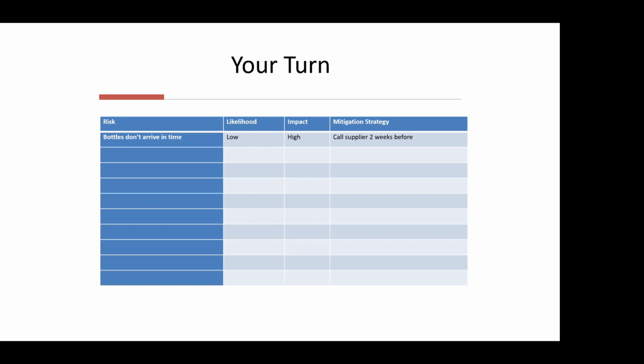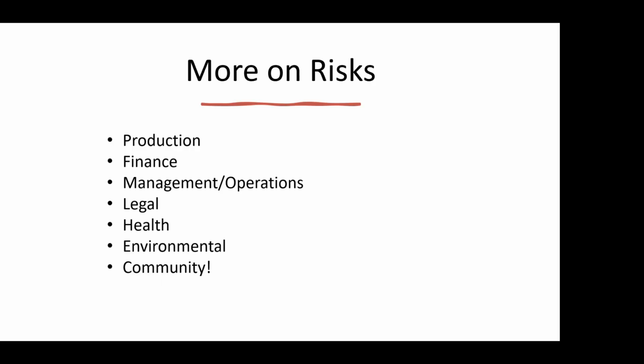A little bit more on risks: we're talking about marketing risks, but there are so many levels of risk management that need to be considered. There are production issues, financing issues, management and operation issues, legal issues, and health, by which I mean the health of the team, your health, your family's health. Environmental issues are always prominent. And I've been noticing people assessing risks when the community is involved.